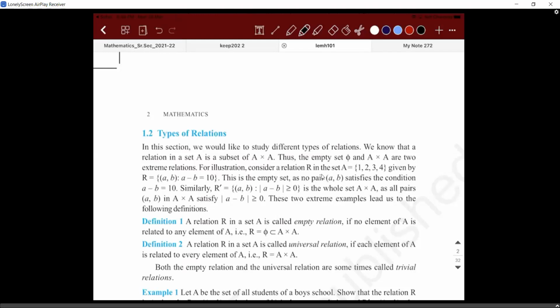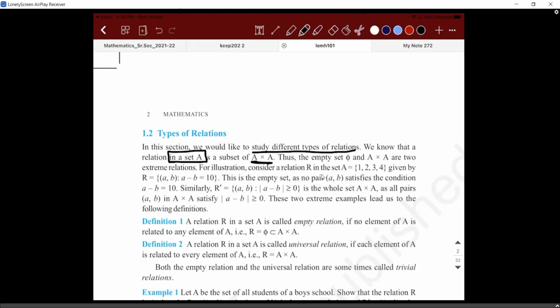So in this section, we would like to study different types of relation. We know that a relation in set A, every statement or every definition starts with this: a relation in set A is a subset of whom? The Cartesian product of the set with itself, that is A cross A. So from this, what you can conclude is that if you take an empty set phi and the set A cross A, these are called extreme relations, not functions. Sorry.